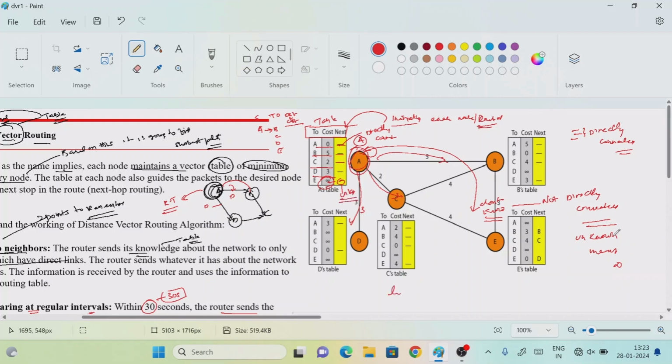So like this, each table has the initialization steps or initialization process. It means that it will have only the directly connected paths for each node or each router in the network. That point you need to understand. So now we'll see that procedure.